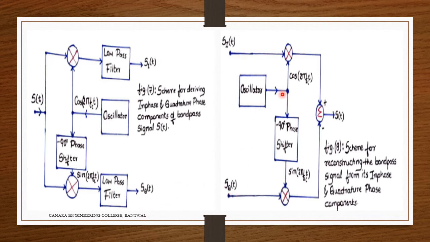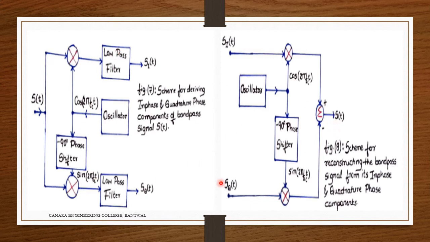Then again it will pass on, si of t and sq of t will be passed on here. Again the same thing, we cancel off the cos 2 pi fct, and we get back only the si of t here. Again we multiply with the minus 90 degree phase shift, and since sin 2 pi fct, which is the carrier for the quadrature phase, will be cancelled, we get sq of t, and both si of t and sq of t add, and we get s of t, and this we call synthesizing the data back again.